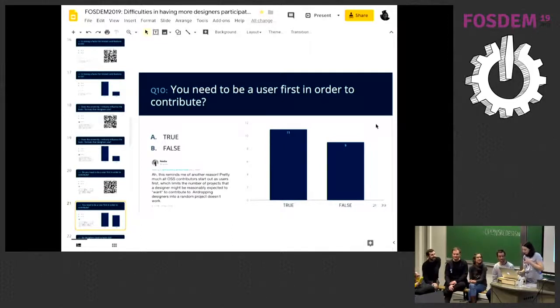So I have a tweet. It says that pretty much all open source contributors start out as users, which limits the number of projects that a designer might be reasonably expected to want to contribute to. I mean, a designer might use the tools, they might want to contribute to GIMP or Inkscape, but besides this, they would need to contribute to projects that they haven't used before.